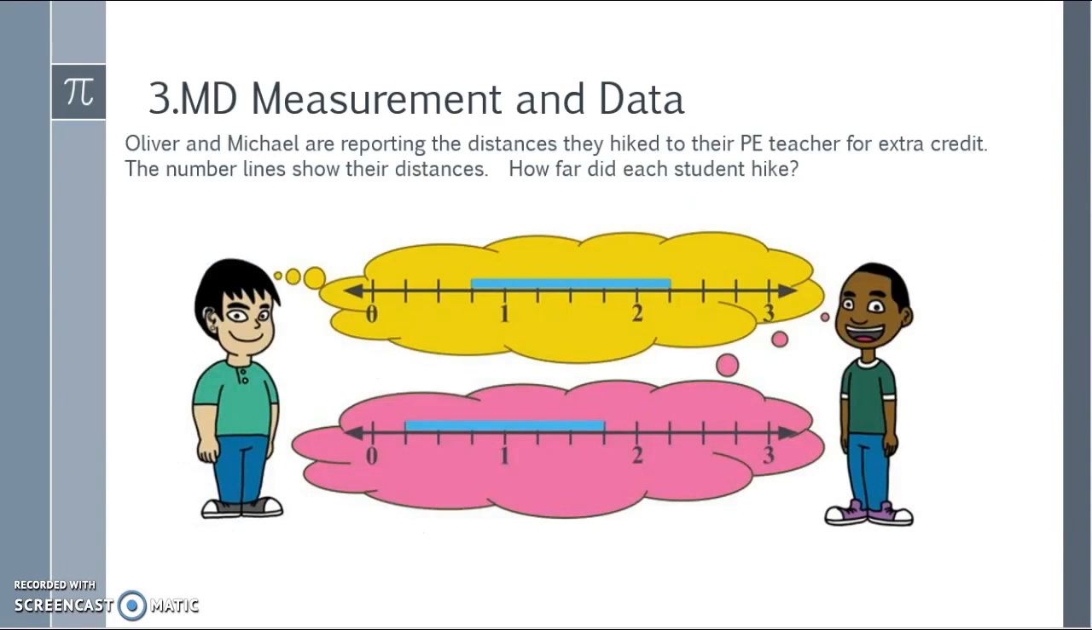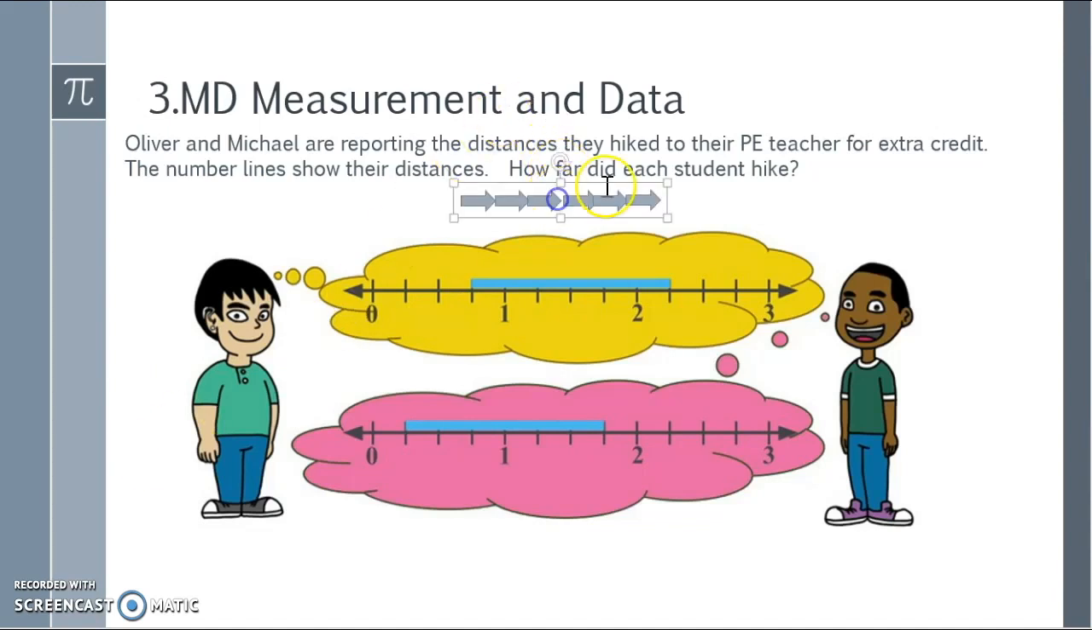Oliver and Michael are reporting the distances they hiked to their PE teacher for extra credit. The number line shows their distances. How far did each student hike? Again, I see that each mile is broken into 1/4, 2/4, 3/4.